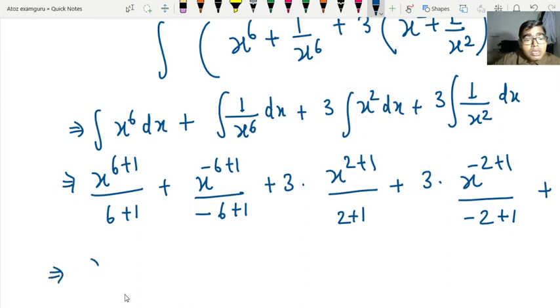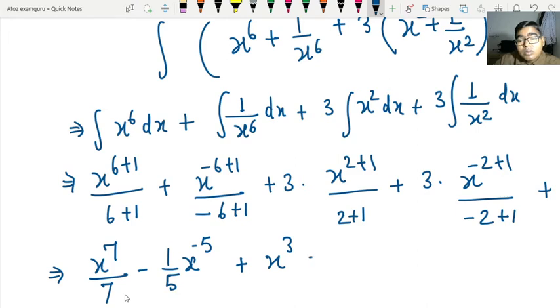So do this: x power 7 by 7, minus 1 by 5 x power minus 5, plus 3 cancel out, x cube, minus 3 x power minus, plus constant of integration c. Right friends? So I hope that this question will be clear to you.